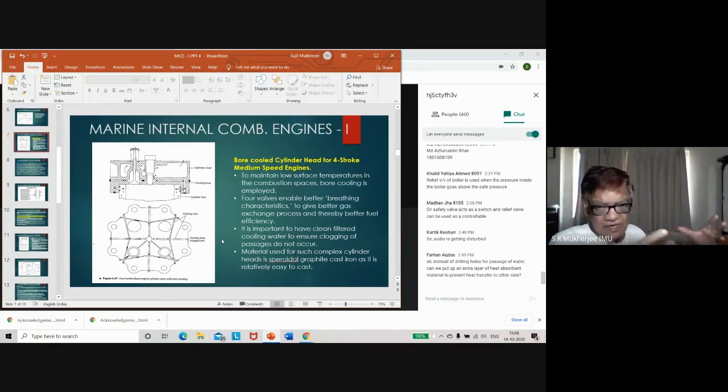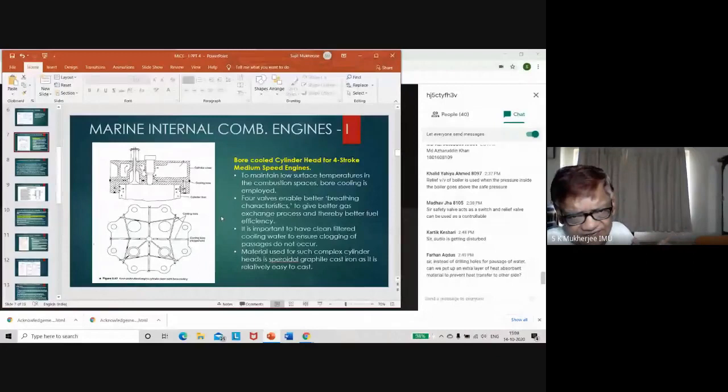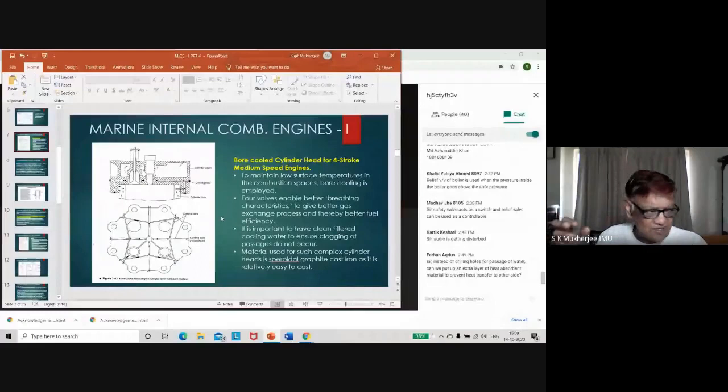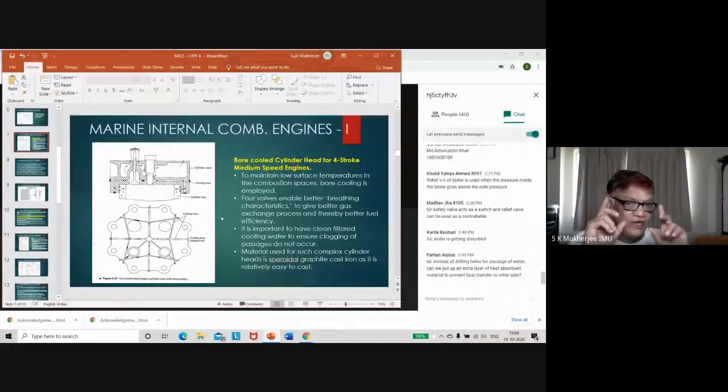But remember, cylinder head is not the only item which has got bore cooling. Bore cooling is involved with all the components which make up the combustion chamber. Bore cooling is not involved in other parts of the engine where cooling is also required, but not at the temperatures that a combustion chamber suffers. A combustion chamber suffers a temperature of 350 degrees centigrade to 400 degrees centigrade. But a main bearing, a crosshead bearing, a bottom end bearing, they also need cooling, but they don't go above 65, 70 degrees temperature. So you don't need bore cooling over there. You need bore cooling only in combustion chamber components.